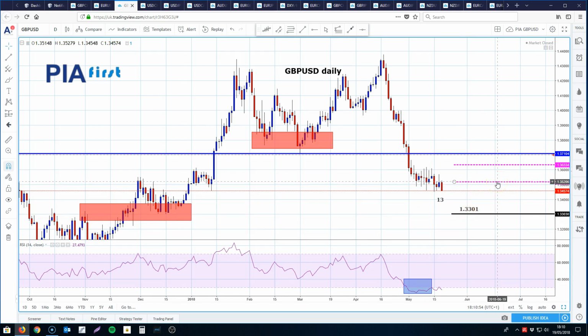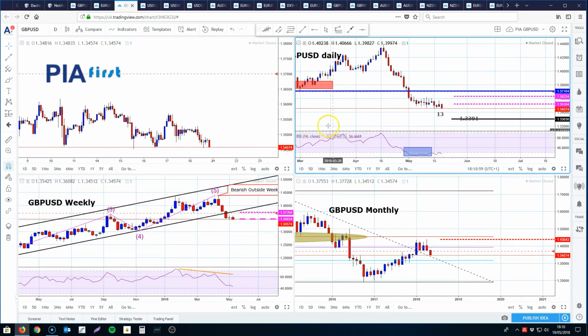Resistance early on in the week is located at 135.20 and then 136.33.